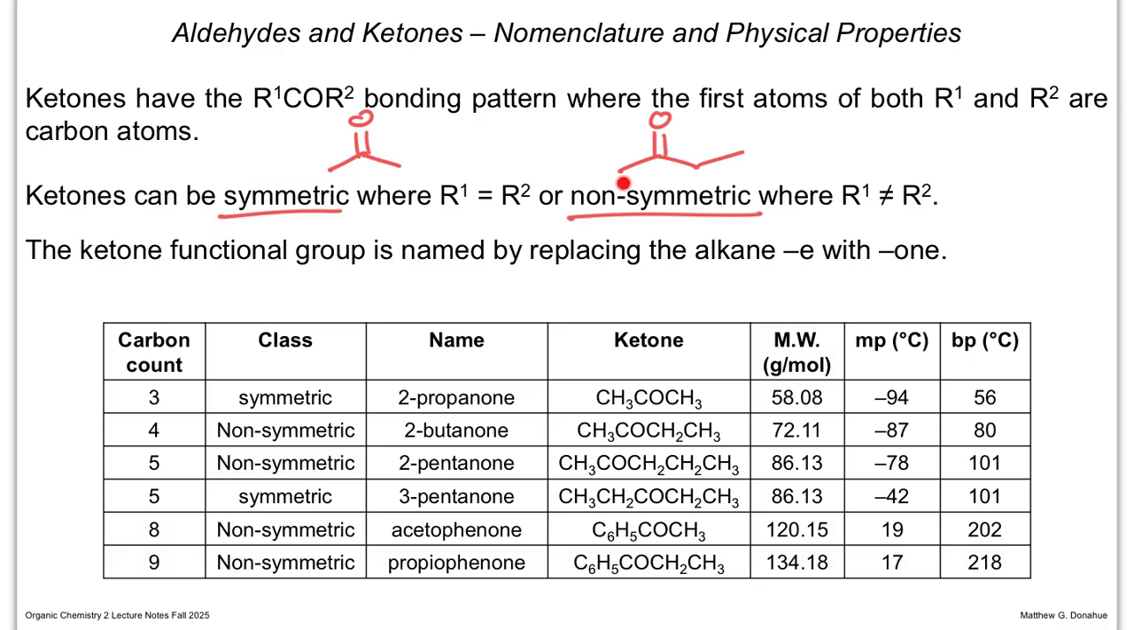So this molecule here is called butanone. When we get up to 5-carbon count, we can see that the carbonyl can be either at the 2 or the 3 position. So that would be the 2-pentanone, or we could have the isomer, the 3-pentanone. So we have non-symmetric and symmetric.